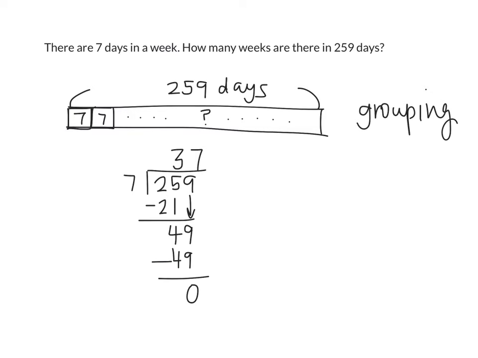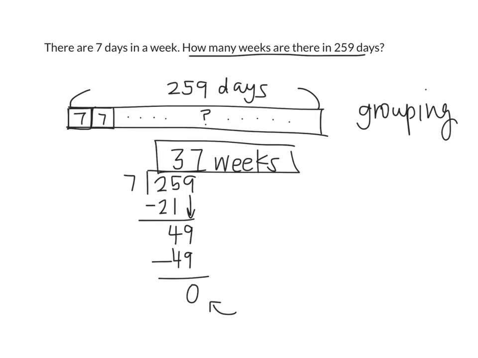Do I have a remainder in this case? No, so there's no remainder to worry about. Let's go back and read the question. I think my answer is 37, but I need to put a label to it. Zara, what's the question asking? The question is asking how many weeks are in 259 days. Good. How many weeks? So the answer is 37 weeks. This is why it's always important to underline what the question's asking, because that will help you determine what your label needs to be. Very nice. Again, a remainder was 0 in this case, so there wasn't much to interpret. Let's move on to a different example to see if there's more to interpret there.